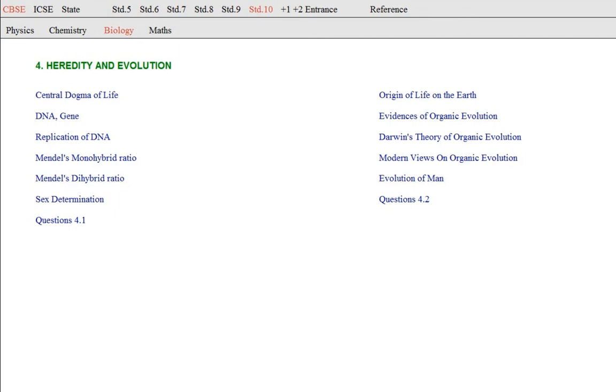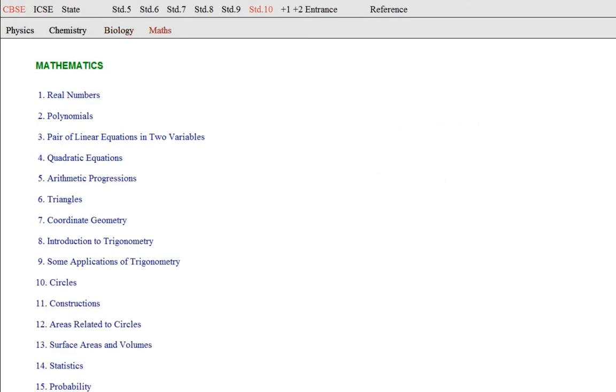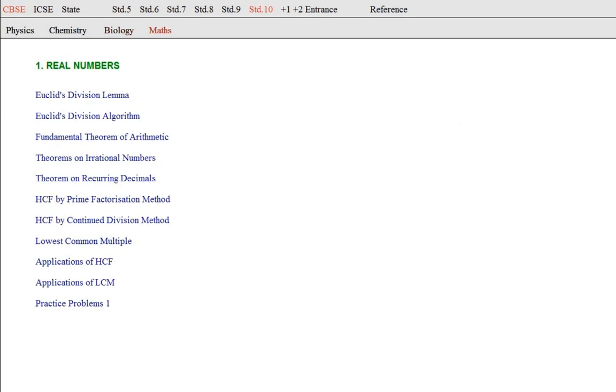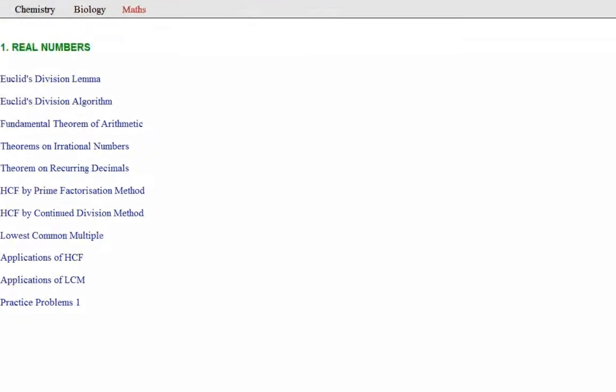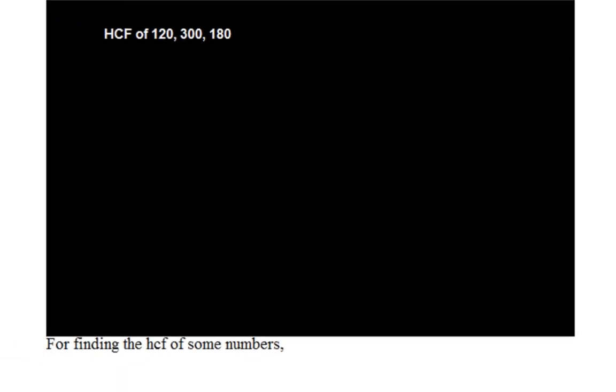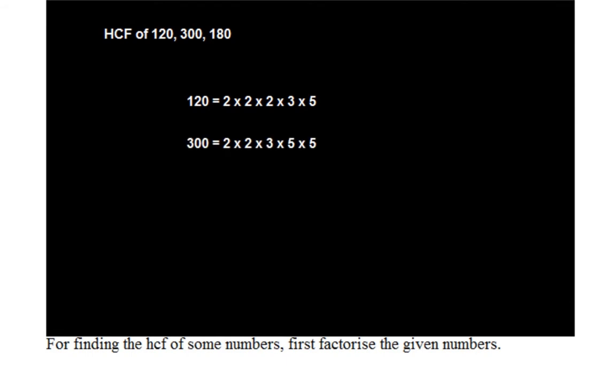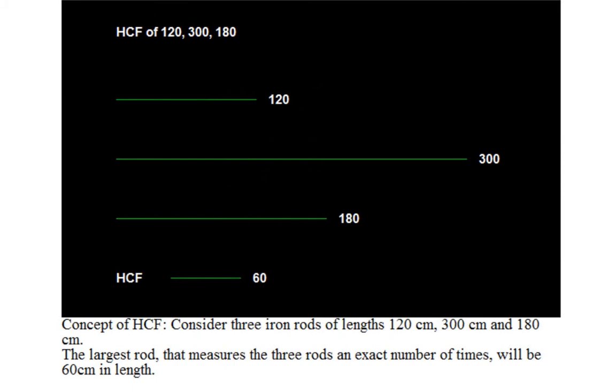Now let's go to maths. To find HCF, first factorize the numbers. Take all common factors. Multiply them to get HCF. HCF is the highest number which divides the given numbers exactly.